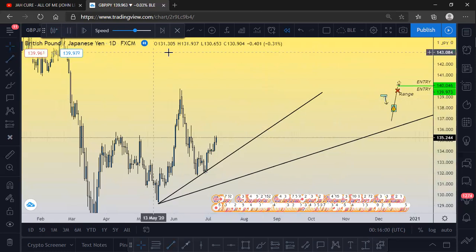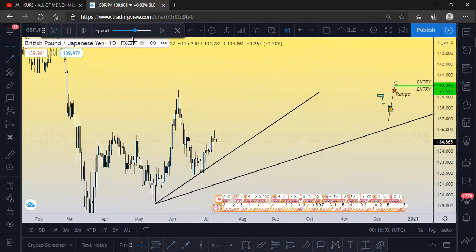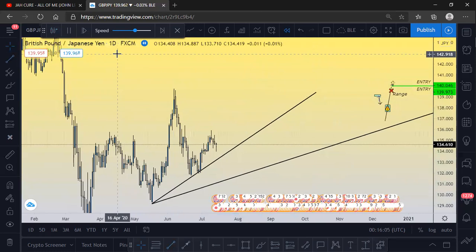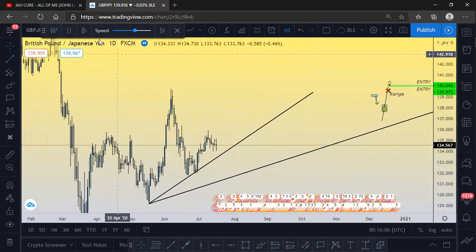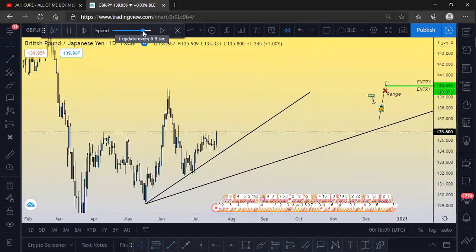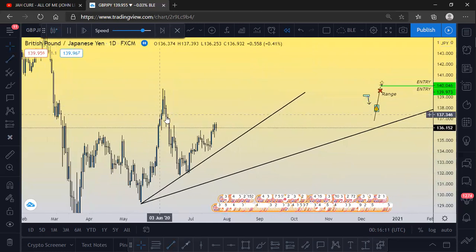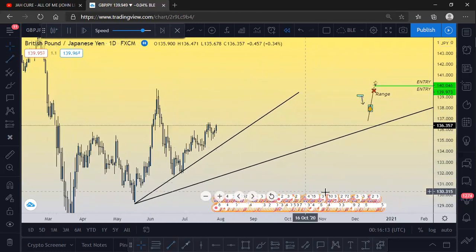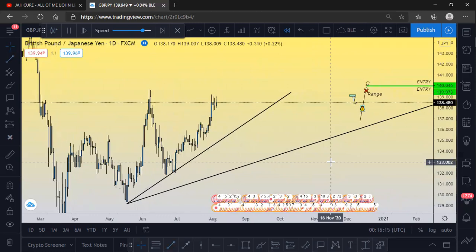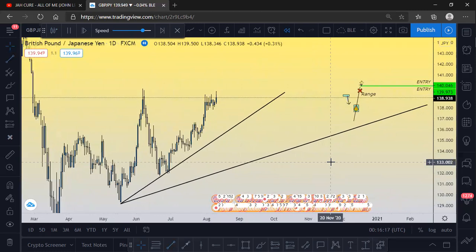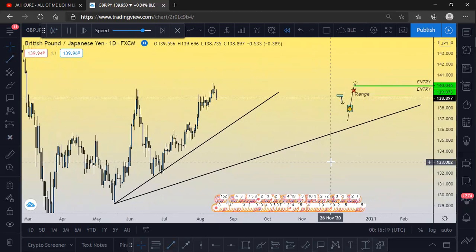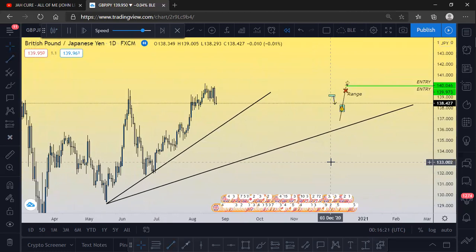Let's see what happens. Can you see? Let's see what happens. You can see how the candles are playing, right? Yes, I can.